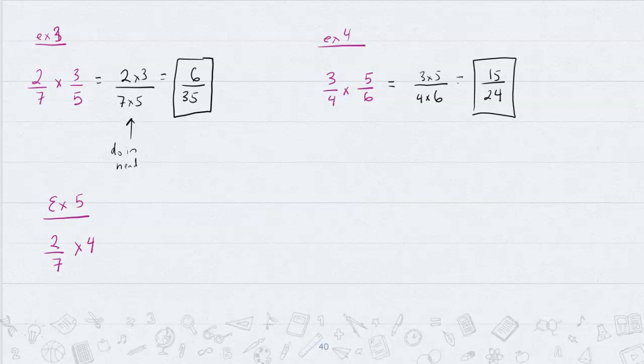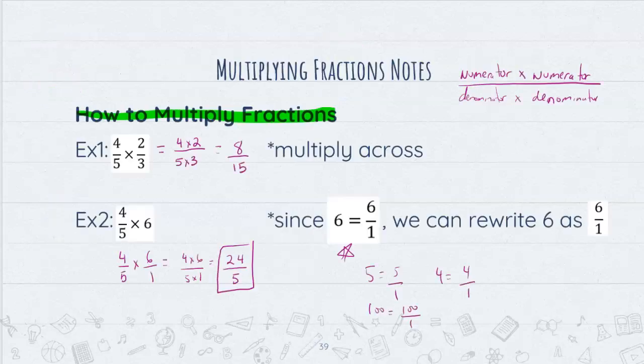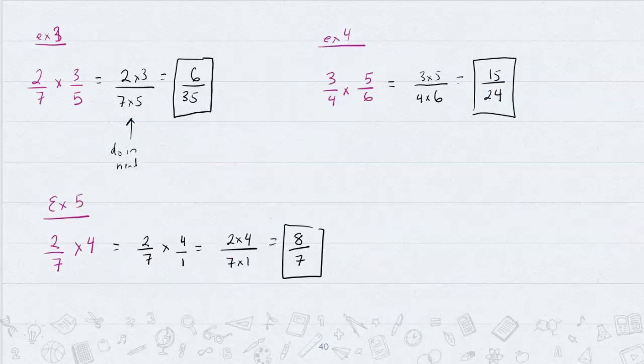All right, coming back from the paused video, the first thing I did was I rewrote it as 4 over 1. So 2 times 4 over 7 times 1. So this will give me 8 over 7. Now, we're also noticing this last example, 8 over 7, and our second example, which ended up being 24 over 5, these are actually known as improper fractions. So that's the next thing that we're going to be talking about.